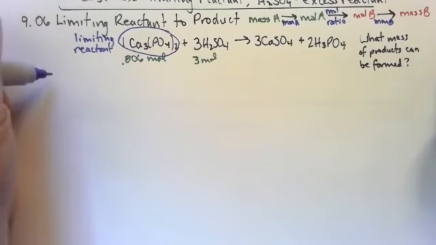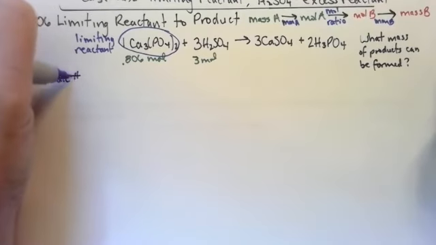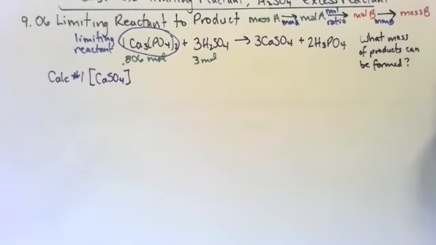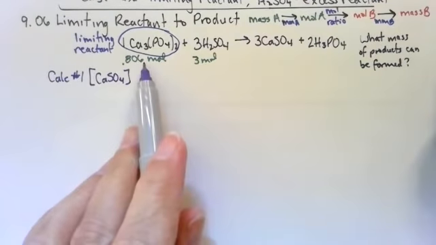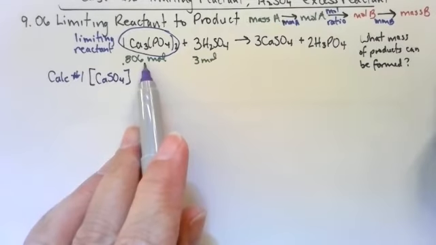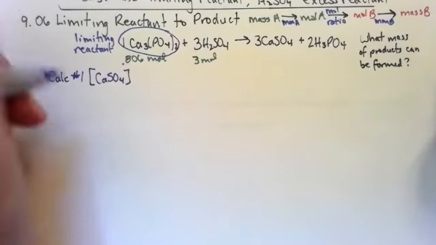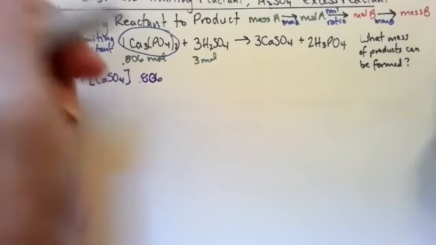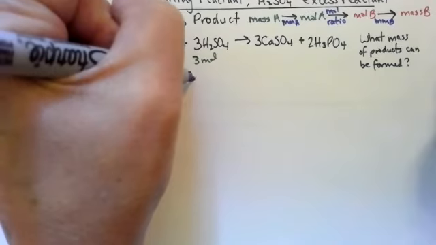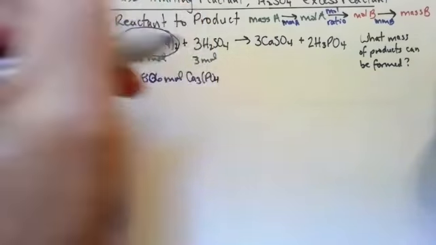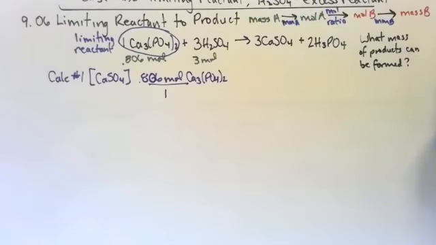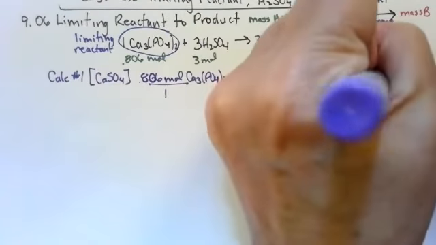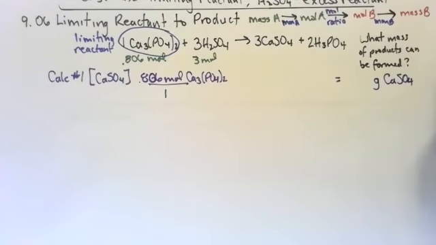So for calculation number 1, I'm going to find out how much CaSO4 I can form. Well, I'm starting with this much, 0.806 moles of calcium phosphate. So when I frame it up, 0.806 moles of Ca3(PO4)2, it's going to go over 1. And in this case, I want to solve for mass. And this is the calcium sulfate calculation. So I'm going to go to grams of calcium sulfate.